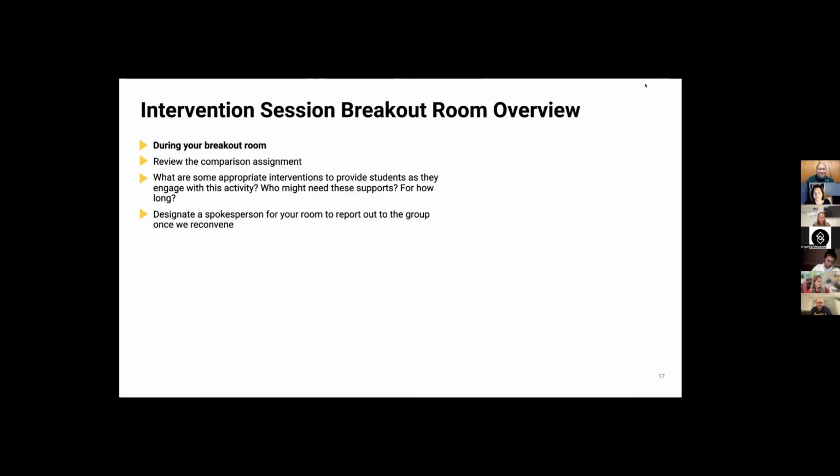So again, we're thinking about interventions, supports, and how we can push our students to move towards proficiency based on that comparison checklist. And we'll give you about 15 minutes to do this. We'll reopen the breakout rooms and you'll be able to select the same room as before. Is that correct, Anne? Yes, that is correct. All right, most excellent. So are there any questions before we send you?